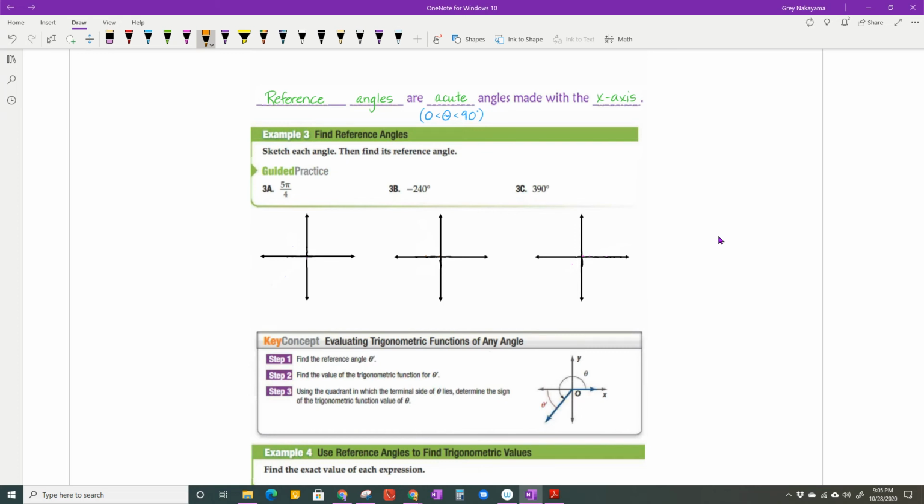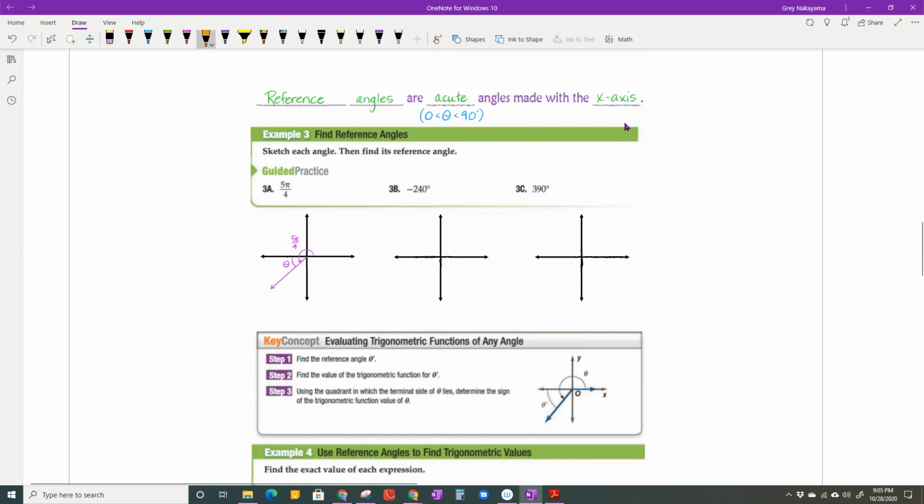Sketch each angle, then find its reference angle. So 5 pi over 4. So you look at 5 pi over 4, that's 1 more. The top is 1 more than the bottom. That means it's going to be in the third quadrant. So there's 5 pi over 4 because the 4 is in the middle. Okay, and that tells us from there to there is my 5 pi over 4. The reference angle is the acute angle made with the x-axis. So that means that's this.